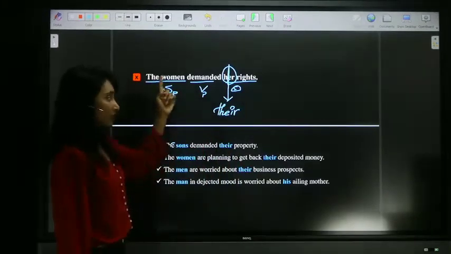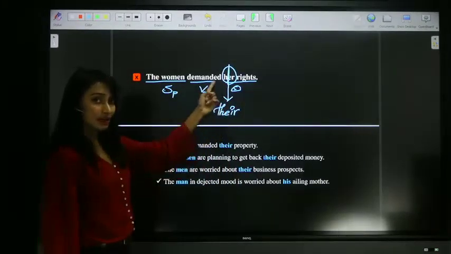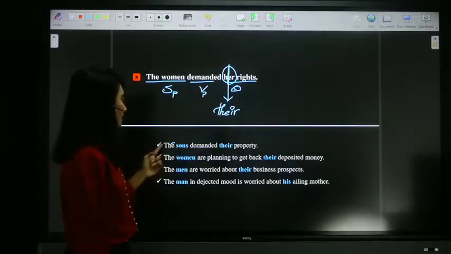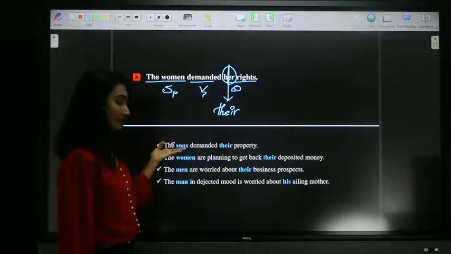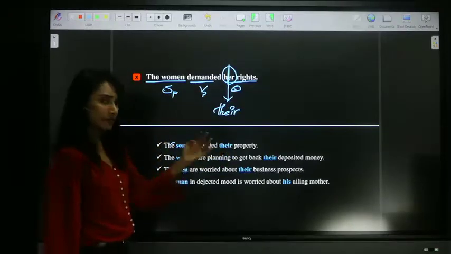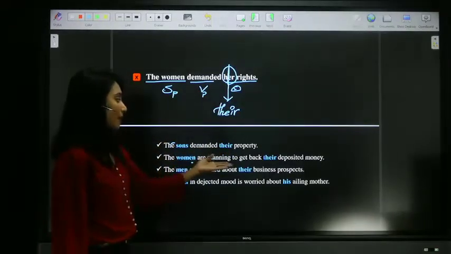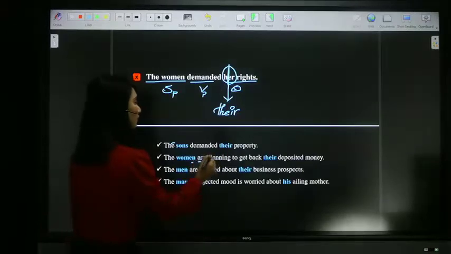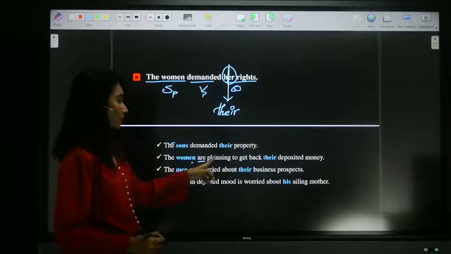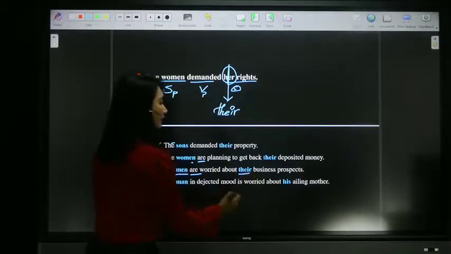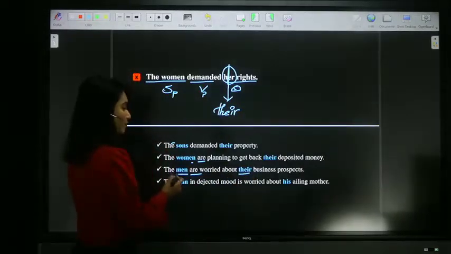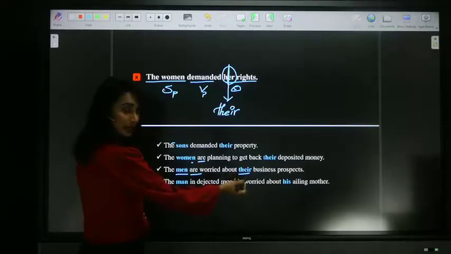Plural subject requires plural verb and a plural pronoun. Look at this. The sons demanded their property. So sons, plural, their property. The women are planning to get back the deposited money. Women, plural, are planning. The men are worried about their business prospects. Men, plural, are, their, plural.